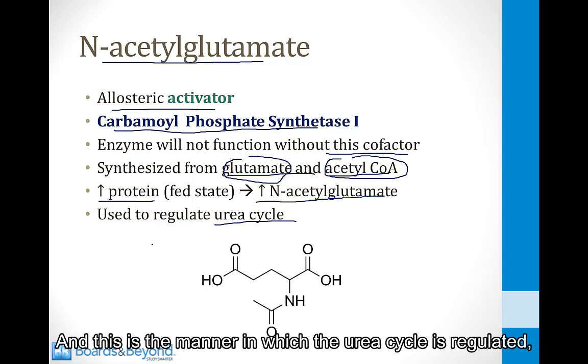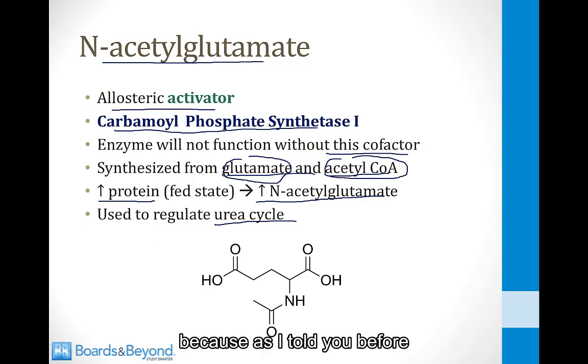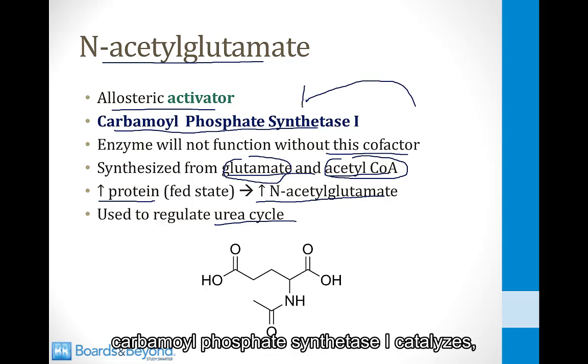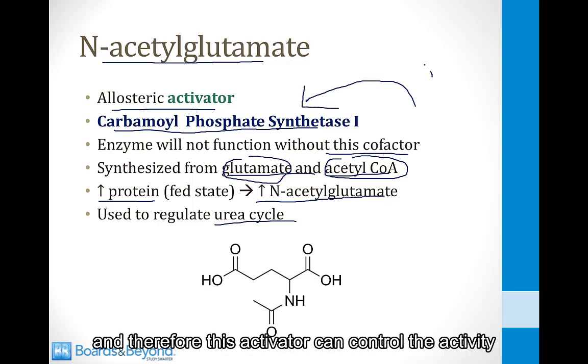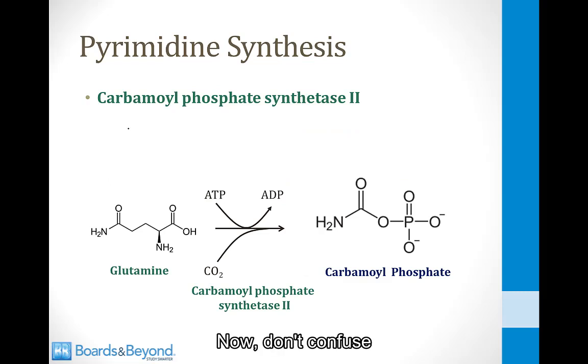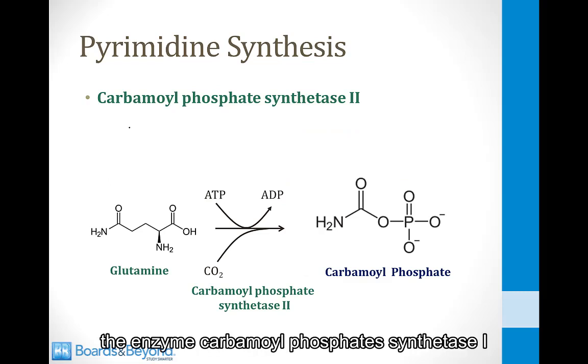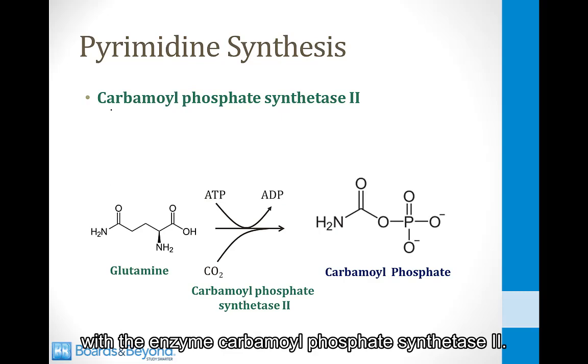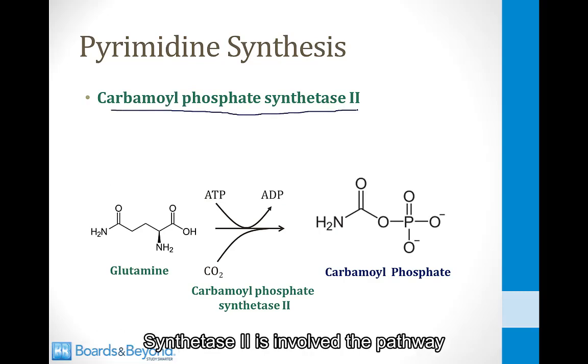And this is the manner in which the urea cycle is regulated because, as I told you before, carbamoyl phosphate synthetase 1 catalyzes the rate-limiting step, and therefore this activator can control the activity of the urea cycle as a whole. Now, don't confuse the enzyme carbamoyl phosphate synthetase 1 with the enzyme carbamoyl phosphate synthetase 2.